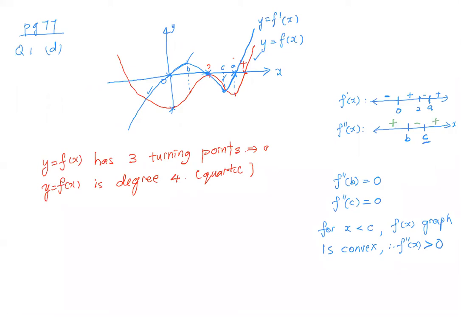So when you get your y equal to f prime x, usually for a polynomial, the derivative will be degree what? If this is degree 4, it will be degree 3. So you have a maximum of 2 turning points.